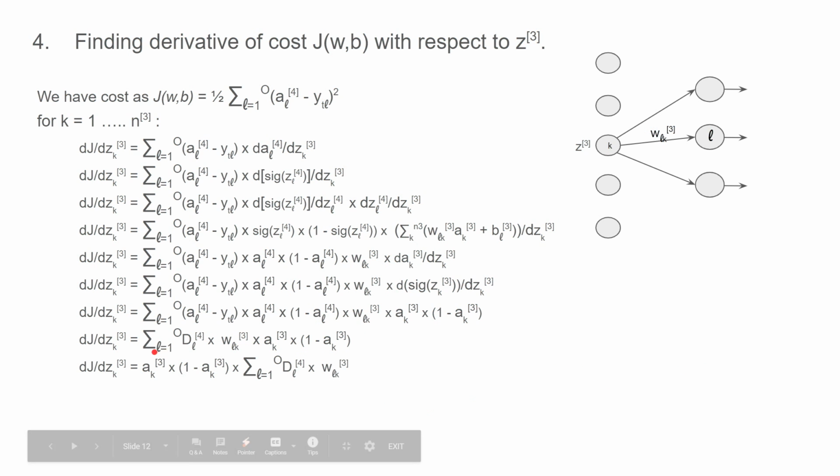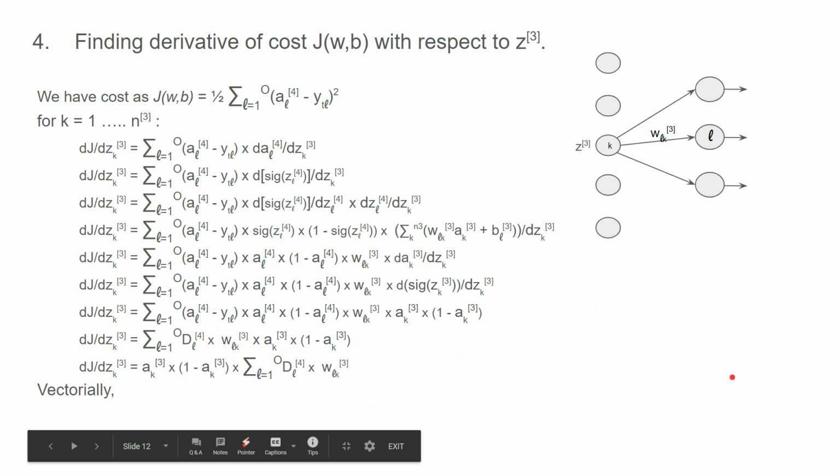Since the summation is over l, and here the term is k, we can take these terms out, and we get Ak3 into 1 minus Ak3 into the summation over l of dl4 times Wlk3. And now we have finally got the term.